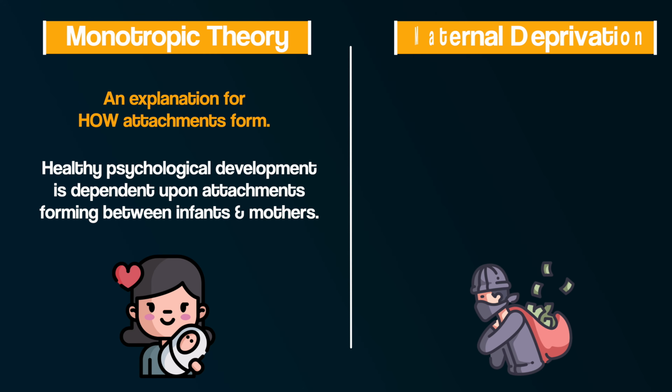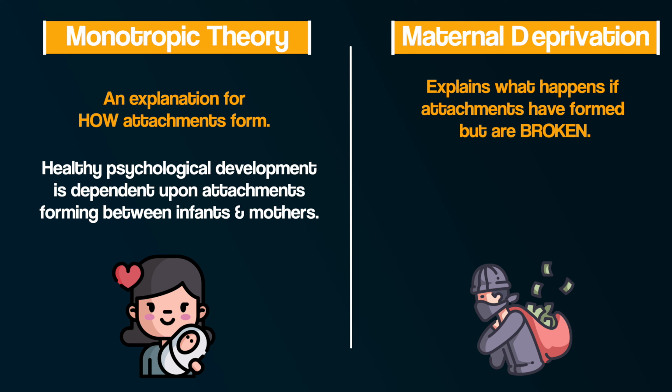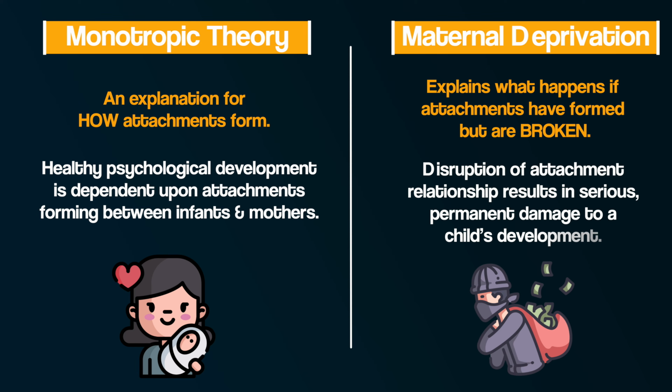In contrast, Bowlby's maternal deprivation theory tries to explain what happens if attachments have formed but are broken. There is prolonged separation. Bowlby argues that disruption of the attachment relationship results in serious and permanent damage to a child's emotional, social and intellectual development. Having said all that, let's now explore how we can critically evaluate the maternal deprivation theory.